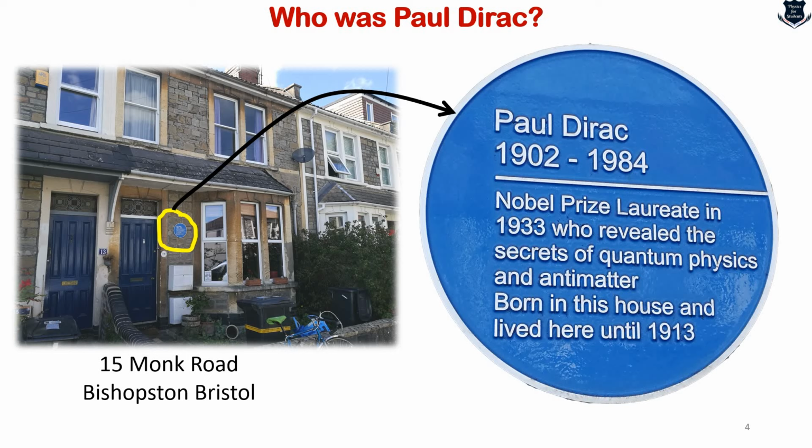A Nobel Prize laureate in 1933 who revealed the secrets of quantum physics and antimatter, born in the house and lived until 1913. That means for about 11 years he lived in this house, and the nearby road was named after him as the Dirac Road.